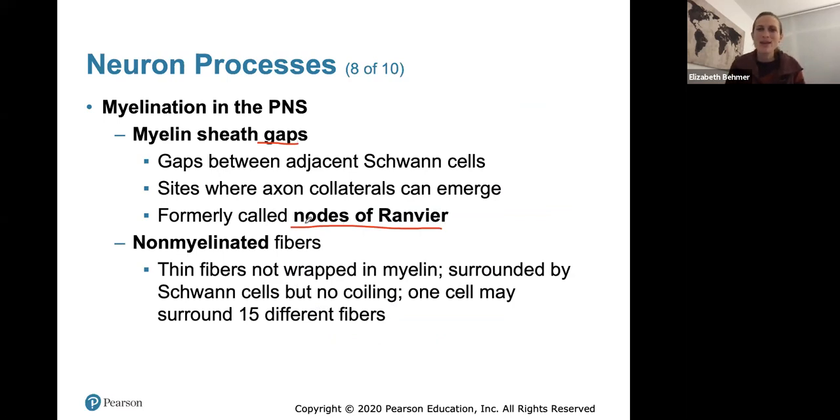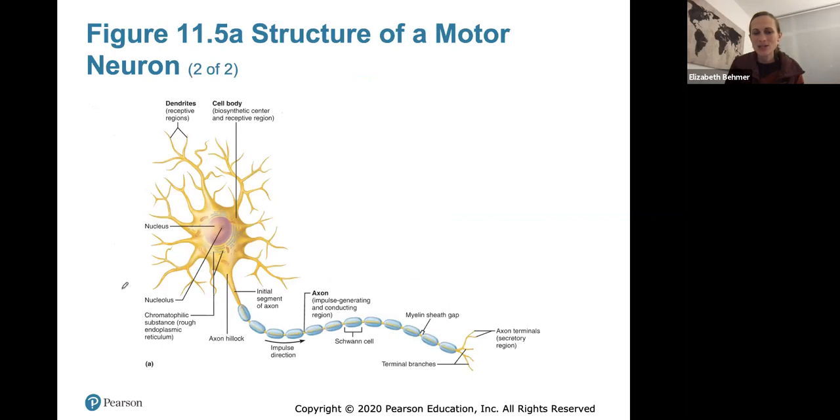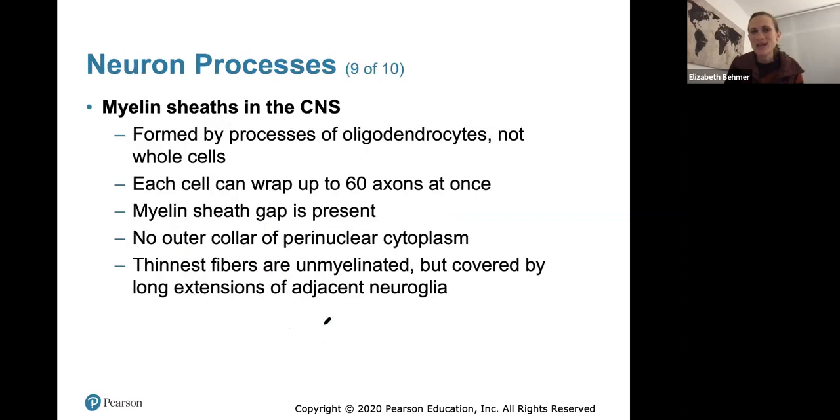And non-myelinated fibers are not wrapped in myelin. So one cell may contain 15 different fibers. So non-myelinated fibers will conduct impulses much more slowly. So again, here is a look at an axon surrounded by those myelin sheaths. And these are the gaps, or the nodes of Ranvier, where there's just a gap between sheaths. And that is important because the gaps are how the electrical signal will pass through.